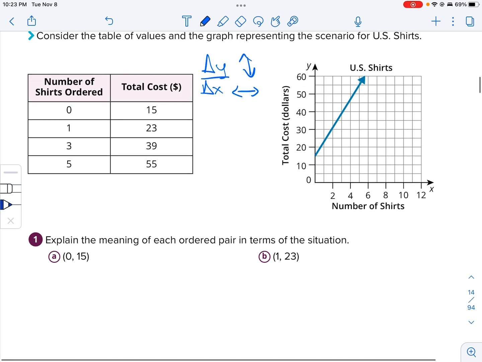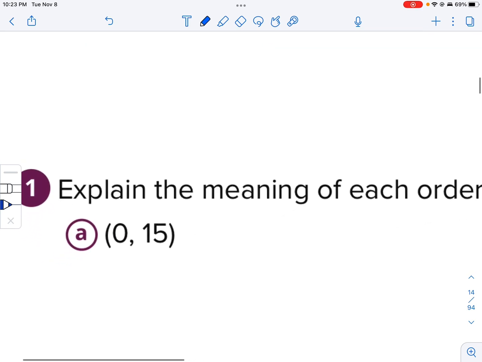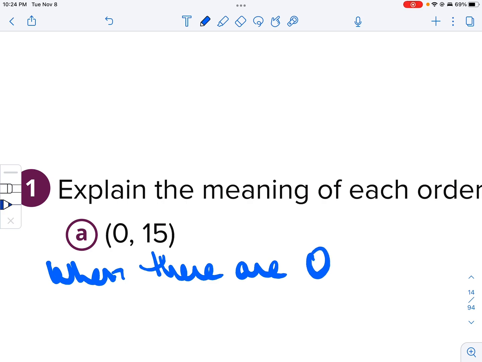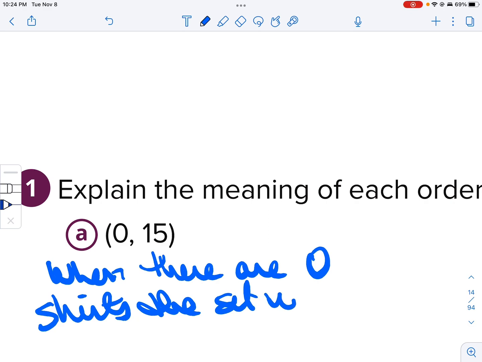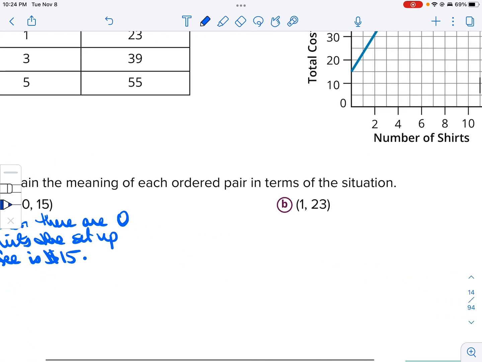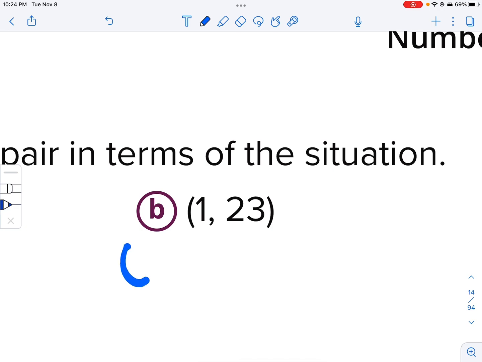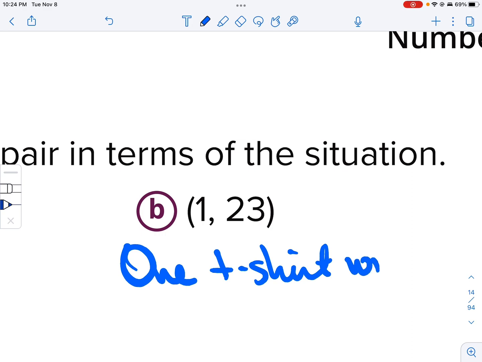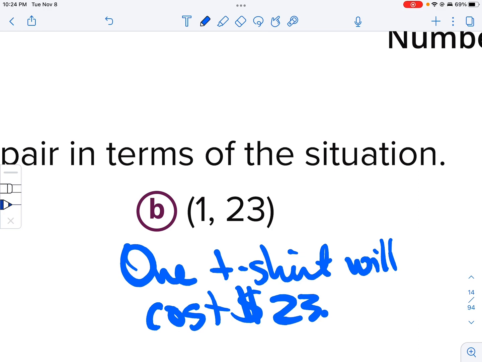Okay, what does 0, 15 mean? When there are 0 shirts, the setup fee is $15. Okay, what does this mean? One T-shirt will cost $23. That's what it means.